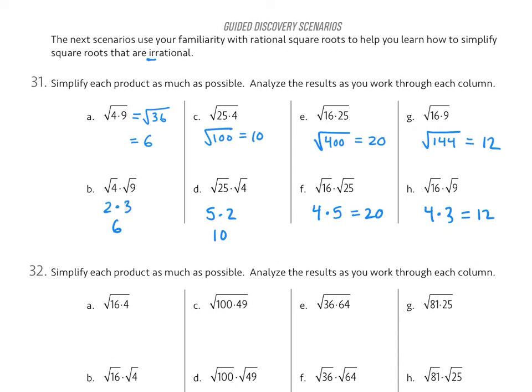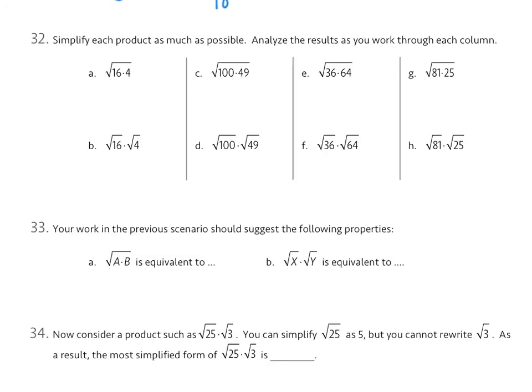So you can see in 31, if we take the square root of 4 times 9, or the square root of 4 times the square root of 9, the results are the same. If we multiply numbers under one square root, or we take the square root of numbers separately and then multiply them, we're still getting the same result. Let's look at this again in number 32. Simplify each product as much as possible. Analyze the results as you work through each column.